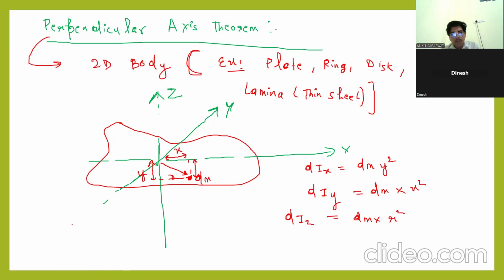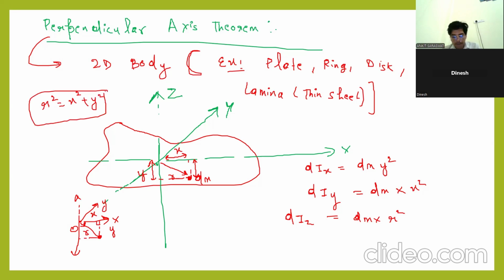If this is the origin, x, this is y, z is like this, and this is the dm mass, then r makes 90 degrees with x and y. Can I write r square is equal to x square plus y square? By the Pythagoras theorem, yes. So dm r square is dm times x square plus y square. And if I ask for d Iz, it is dm times x square plus y square.